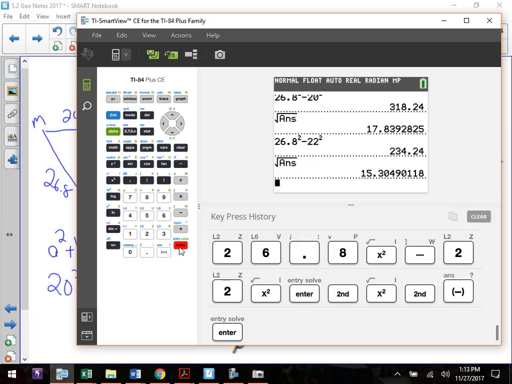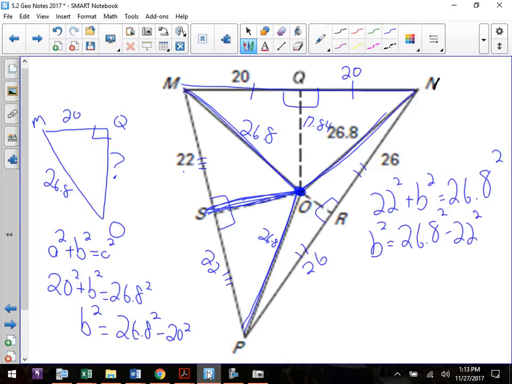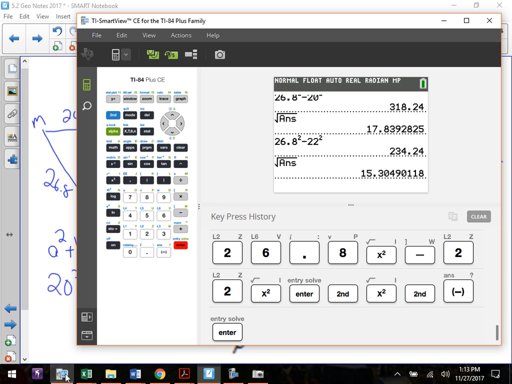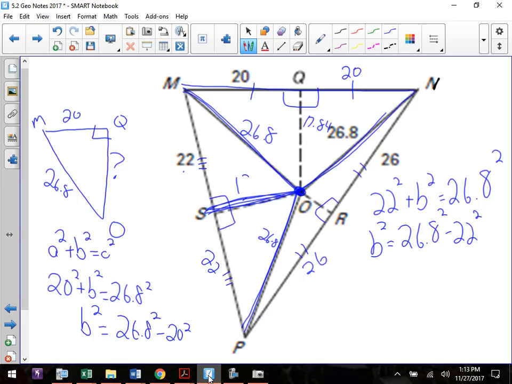Yeah, you can. That's what I was saying, is that you can figure out all segments then if you know just that little bit. So I gave you 15.3, sorry, I don't know why I said 13. And then you can do that again to figure out what OR is, by doing 26.8 squared, subtract 26 squared.